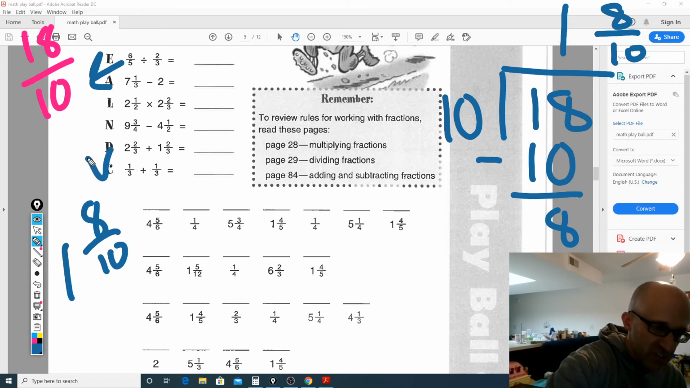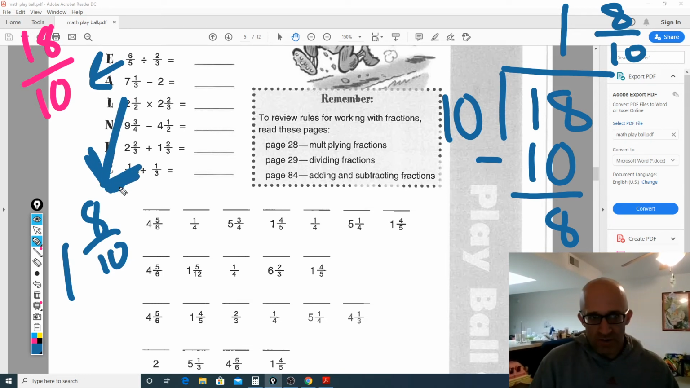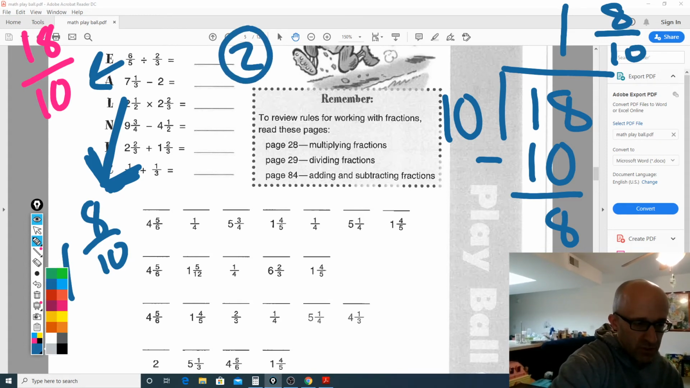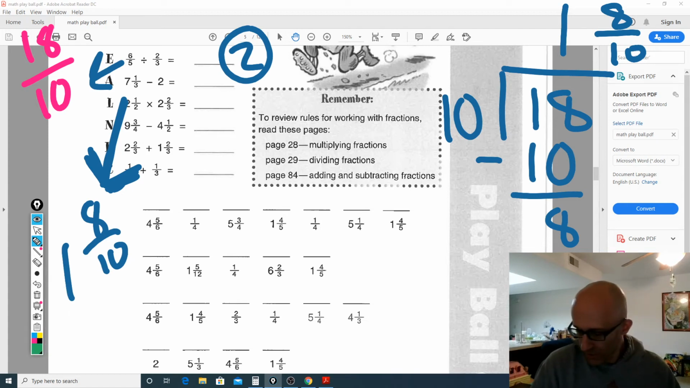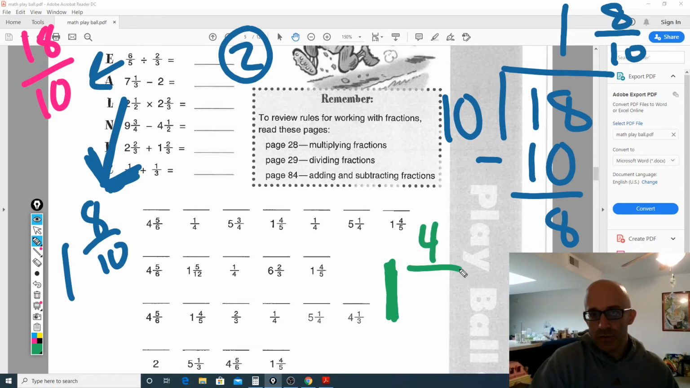You have to reduce that part of the fraction. What number goes into both 8 and 10 evenly? Well, take the first answer, and that is 2. We're going to reduce 8 over 10 to its simplest form. What's 8 divided by 2? Let's get our whole number, our 1. 8 divided by 2 is 4. 10 divided by 2 is 5. 1 and 4/5 is your answer in its simplest form.